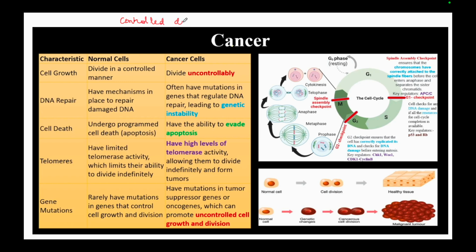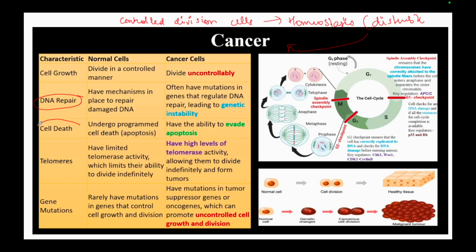And this controlled division of cells, that is controlled multiplication of cells, is controlled by homeostasis, and this homeostasis is disturbed in case of cancer. When the homeostasis is disturbed, it could lead to uncontrollable division of cells, which leads to multiplication of cells, and thus to what? Cancer or tumor formation. So there could be abnormalities in DNA repair.